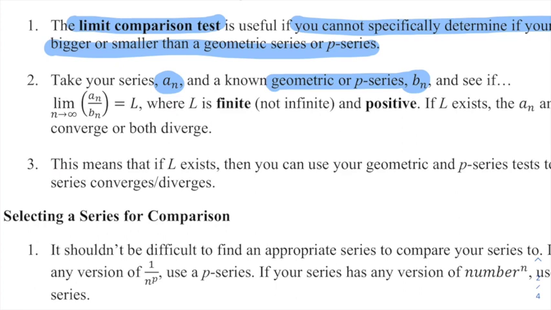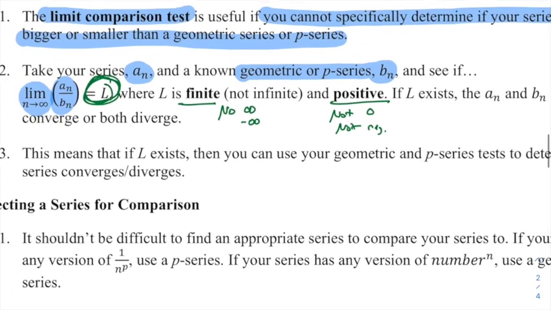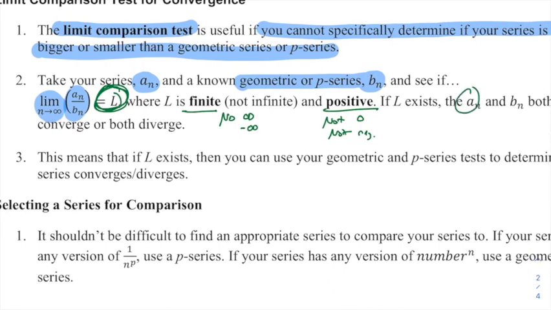You want it to look similar. Because what you're going to do is take the limit as n goes to infinity of your series divided by the geometric or p-series that you're using, and if you get an answer for that limit that's finite, so no infinity signs, and positive, so not 0 and not negative. So if you get a finite limit answer of your series divided by that known series, so that limit exists, then that means that your series and the known series will both do the same convergence or divergence.